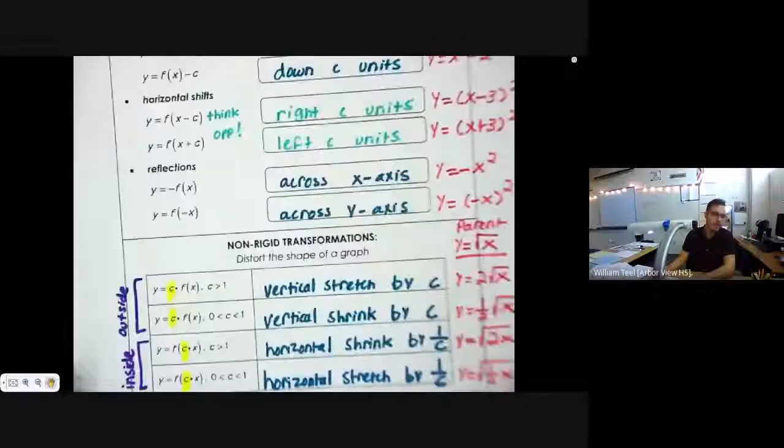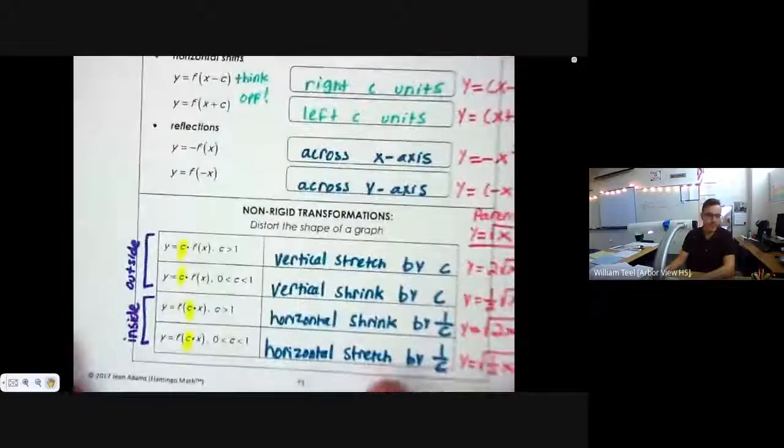So always look to see where that c value is. That's going to tell you where we're stretching, where we're shrinking, and what we're stretching or shrinking by.